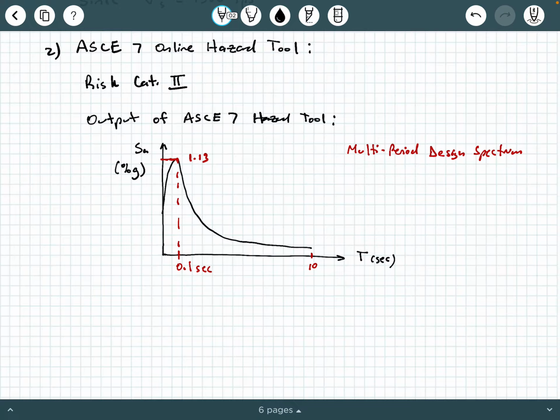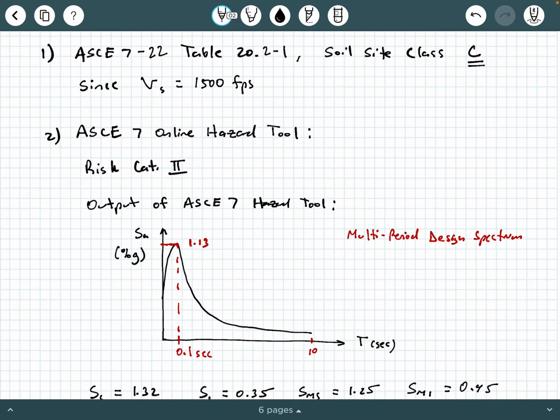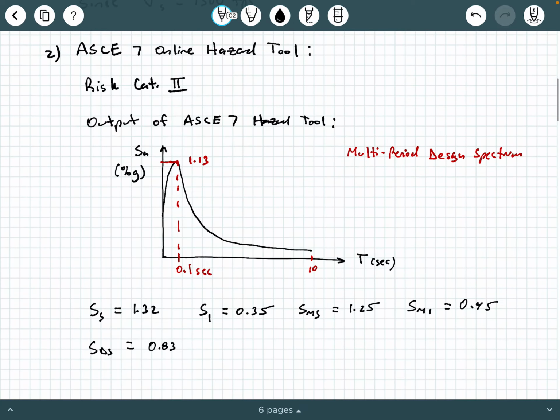The other important information that we can jot down here is the following. The hazard tool is going to give us SS, which is 1.32. It's going to give us S1, which is 0.35. It's going to give us SMS, which is 1.25. It'll give us SM1, which is 0.45. It'll also give us SDS, which we may use later if we want to do method 2 of calculating Cs. That's 0.83. It'll give us SD1, which is 0.3.